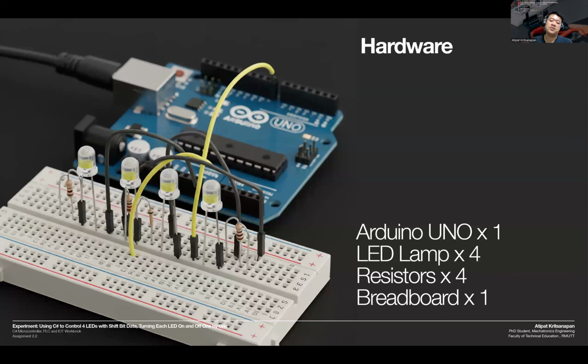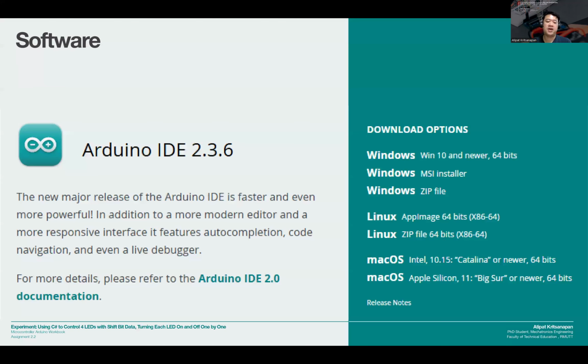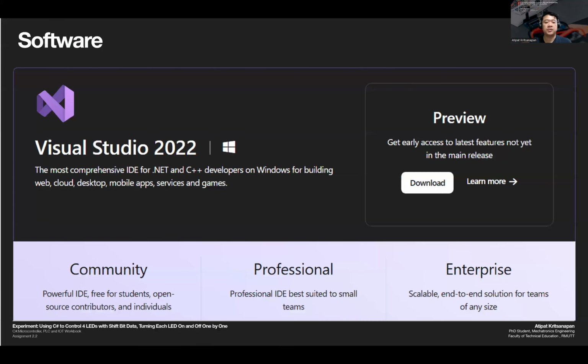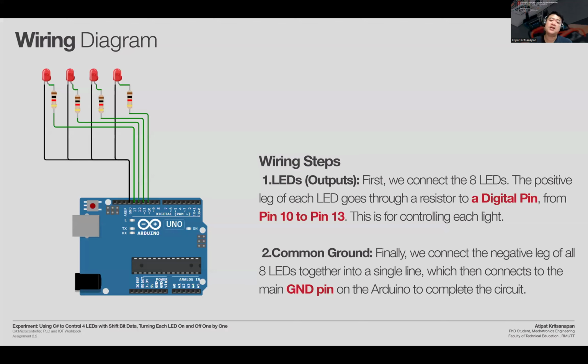Hardware: 1 Arduino, 4 LED lamps, 4 resistors, and a breadboard. Software: Arduino, Visual Studio. Wiring diagram, wiring steps. LED outputs: first, we connect the 4 LEDs. The positive leg of each LED goes to a resistor and then to a digital pin, from pin 10 to pin 13. This is for controlling each light.